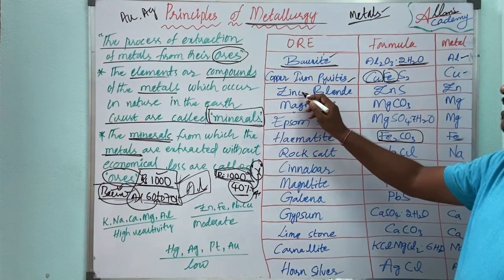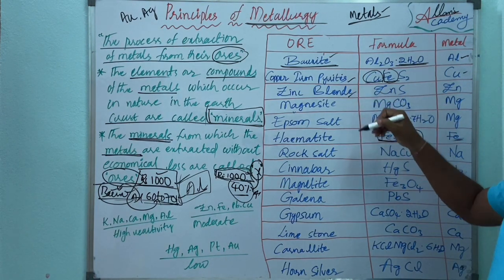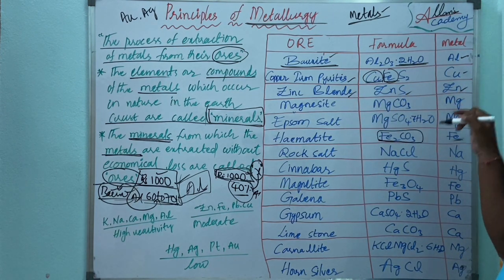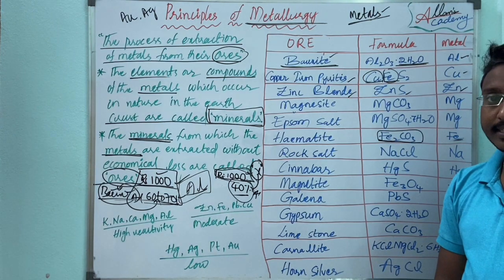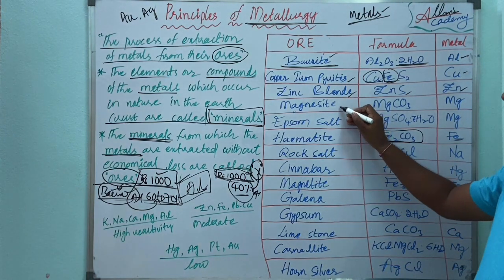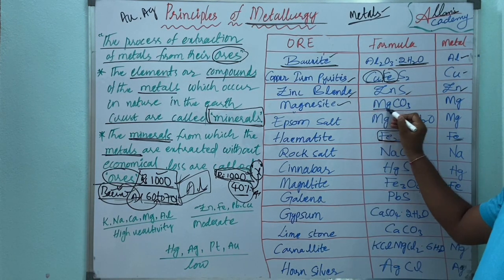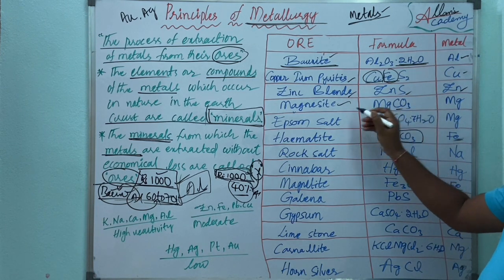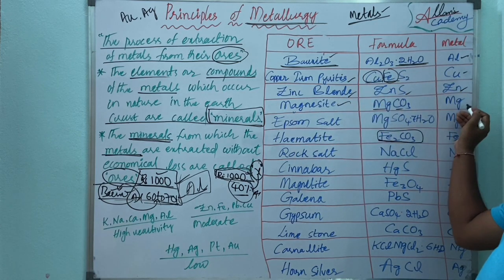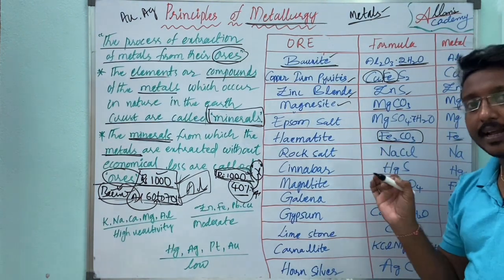Like that, zinc blende, formula ZnS. We can collect the zinc, so zinc blende is an ore of zinc. And here magnesite, MgCO3. Magnesite is the ore of magnesium metal.